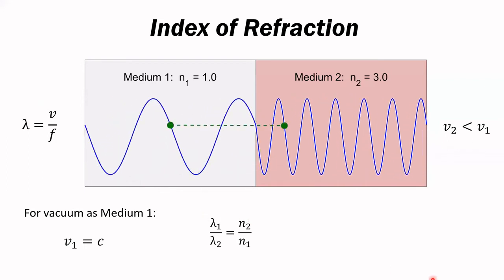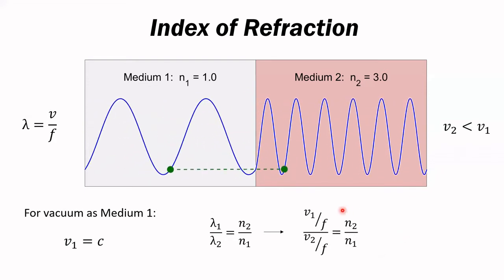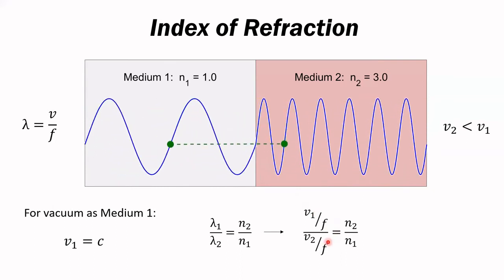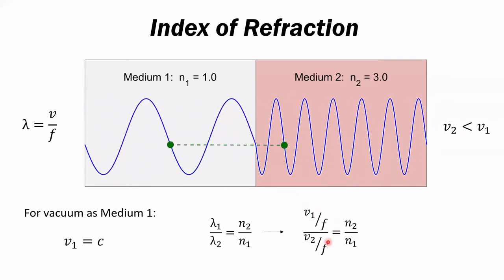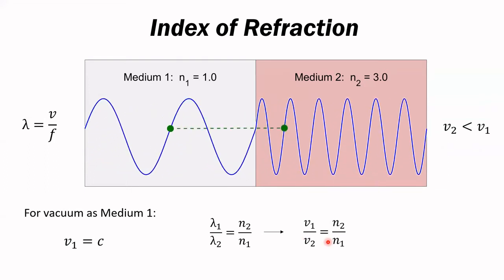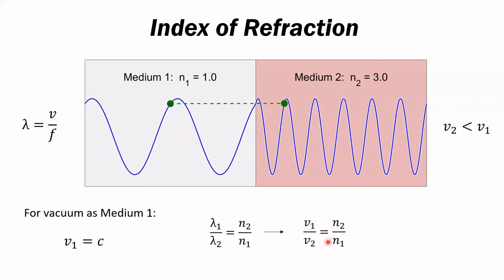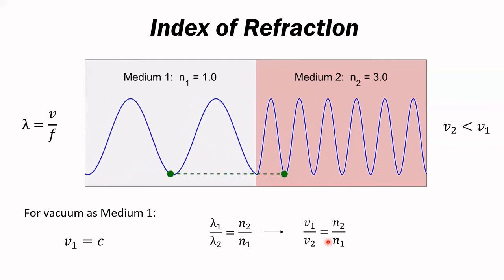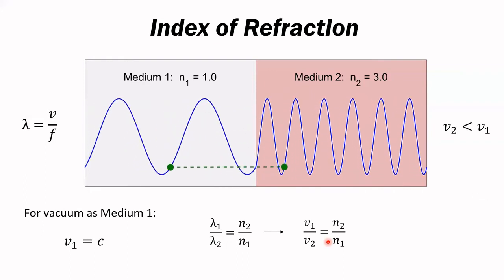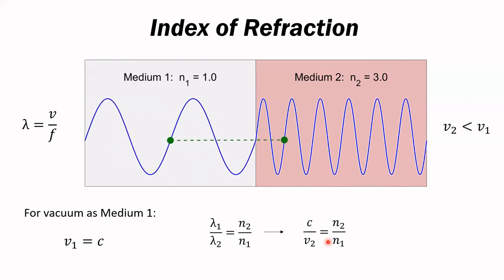So instead of lambda 1, I'm going to call it v1 over f. That's just the fundamental relation for waves. Same thing downstairs. You'll notice I don't have f1 and f2 because the frequency doesn't change. That means frequency cancels. And here's another way to think about the index of refraction. The ratio of the indices of refraction for two different media is equal to the reciprocal ratio of the speeds. So clearly, index of refraction tells you something about the speed of light in the medium.